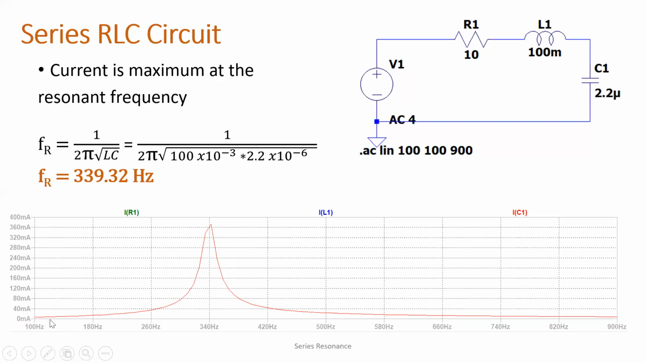As you can see here, we have this kind of waveform. It looks like a passband. At the highest peak, if you trace the frequency, it's around 340 hertz, so 339 or 340 hertz. Okay, so that's it.